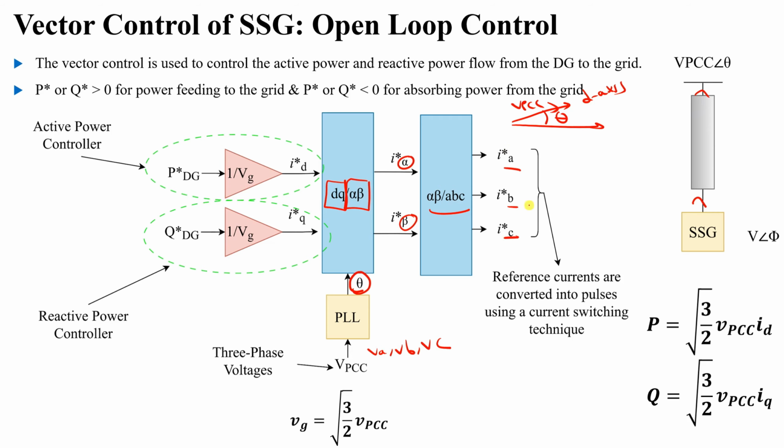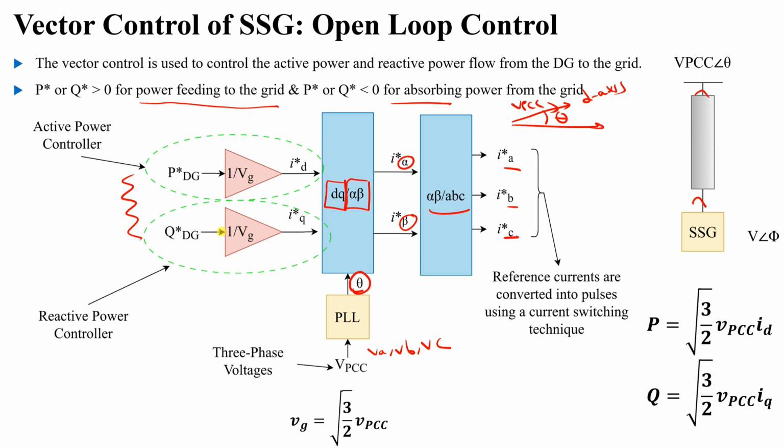So you will have a set of reference currents that need to be converted into pulses to the switches of the inverter to achieve these currents, which will also lead to achieving this active power control and reactive power control. Again, if these values are positive, it means that we are giving active power, giving reactive power, or feeding power to the grid. If any of these are negative, let's say P negative, it means that we are absorbing active power from the grid. If Q is negative, it means that we are absorbing reactive power from the grid.